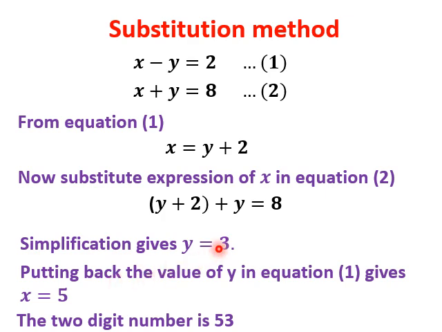Similarly, once we substitute this y equal to 3 in this, we get x minus 3 equal to 2, or x equal to 5. So the 2-digit number is 53.